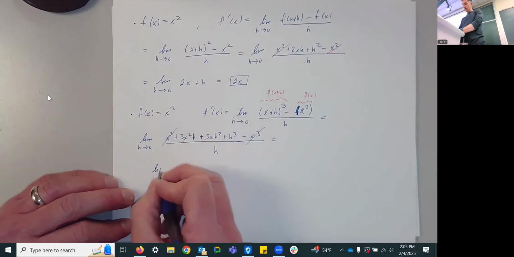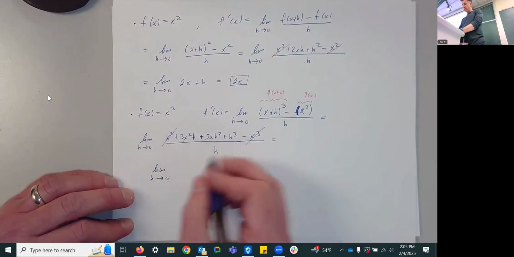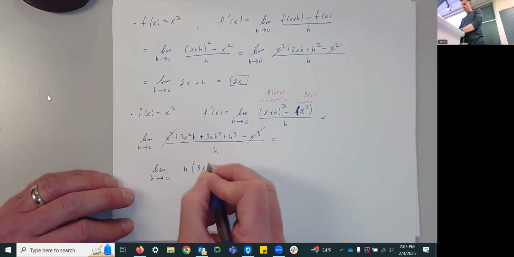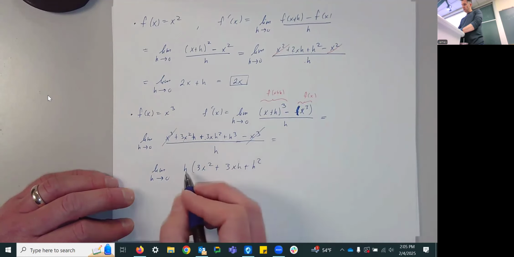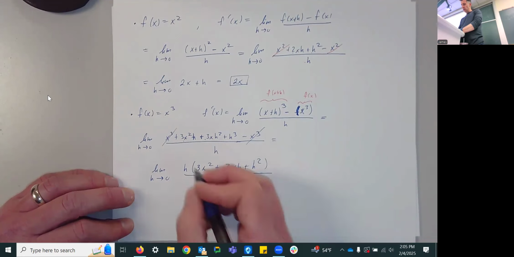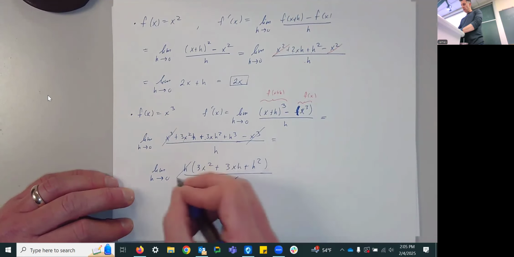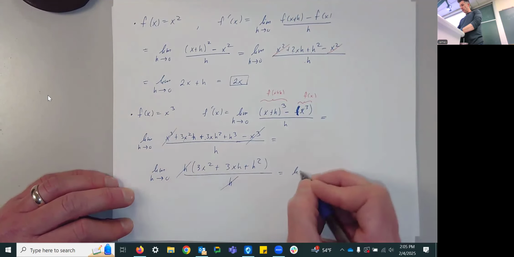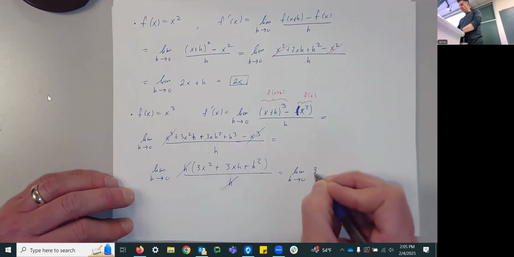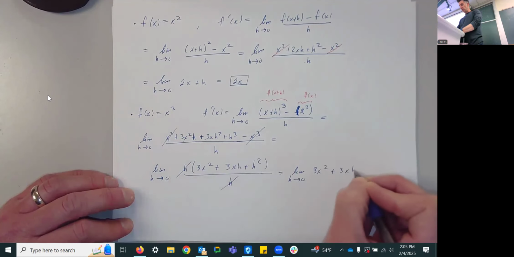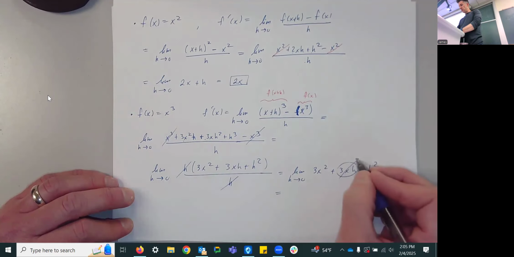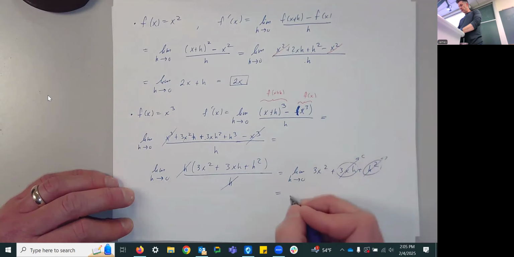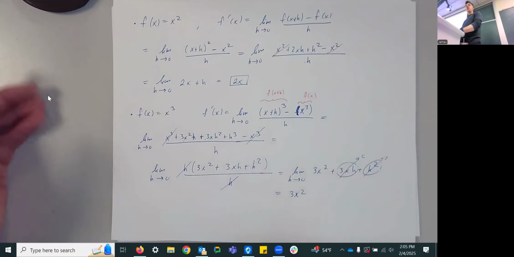We're left with the limit as h goes to 0 of, let's factor out an h. We've got h times 3x squared plus 3xh plus h squared, all divided by h. The h divided by h is 1. And then we are left with the limit as h goes to 0 of 3x squared plus 3xh plus h squared. And then that's going to be 0. That's going to be 0. So we're left with 3x squared, which is the derivative of x cubed.